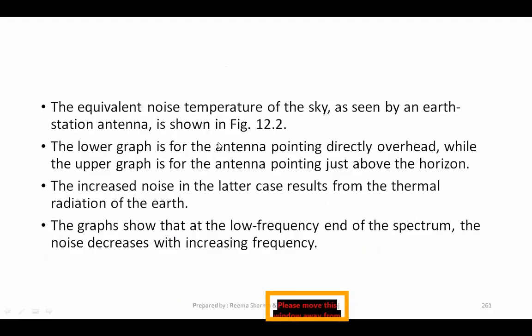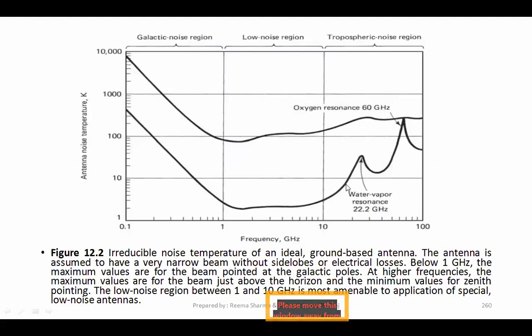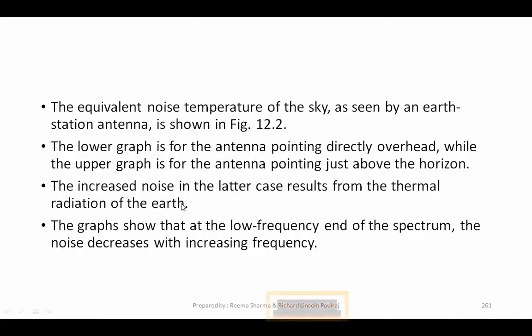The lower graph is for antenna pointing directly overhead, while the upper graph is for antenna pointing just above the horizon. So these are two different antennas and how they respond based on how they are calibrated or where they are placed. The increased noise in the latter case results from thermal radiation of the earth. So when the sun rays fall on the earth, the surface also gets heated up. The molecules get heated up, and there's a blanket of heat that surrounds earth. So this also results in a certain amount of noise contributed.